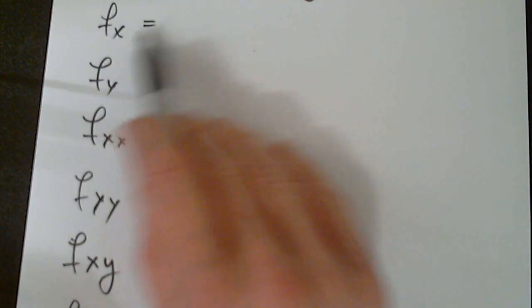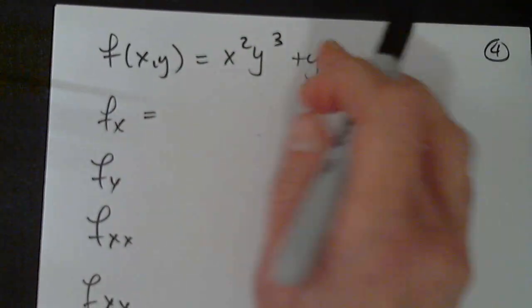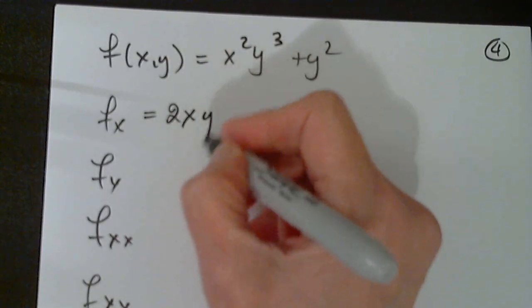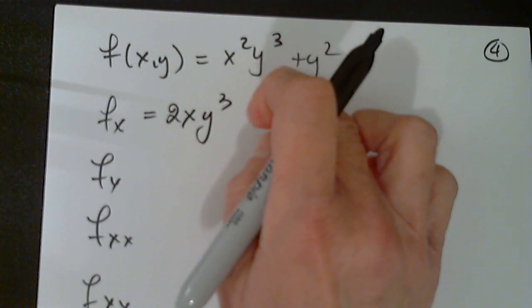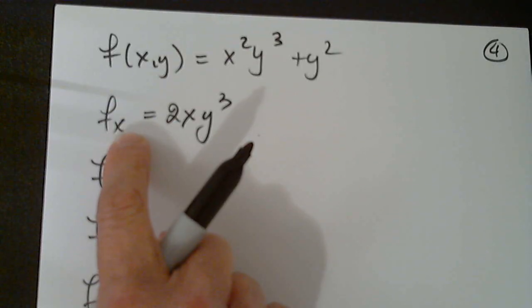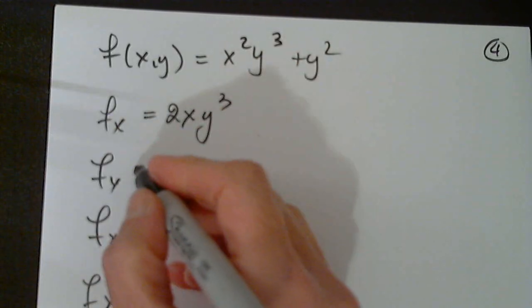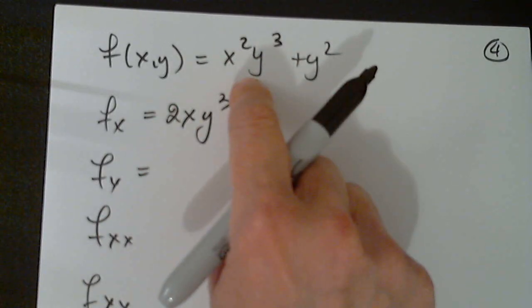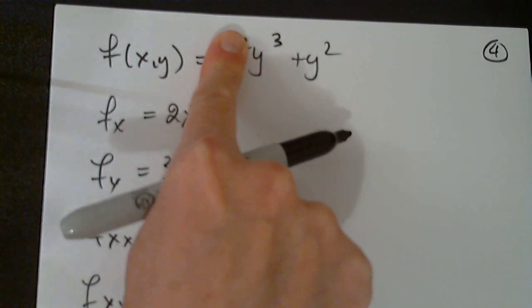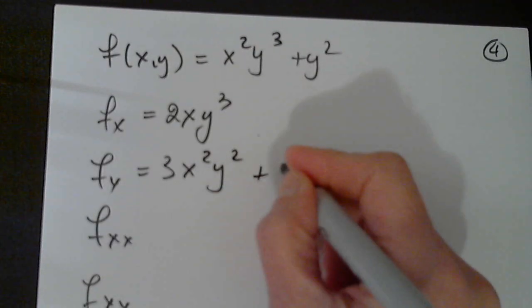Good. So I'm differentiating this function with respect to x, meaning y is fixed. When I differentiate x squared, I get 2x times y cubed. I do not treat this as a product. This is a constant because I can only differentiate with respect to one variable at a time. And this is a constant prime, which is 0. Now I differentiate with respect to y. 3x squared, y squared. This is a constant. I'm only differentiating y cubed. So this is 3x squared, 3y squared plus 2y.